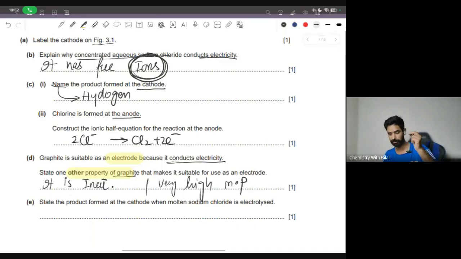If a question already says it is a good conductor, it is inert, and asks for another reason why it is used as an electrode, then you should mention this third one. But in the second reason, always give priority to inertness. It has a very high melting point, and that is why we use it as an electrode, because it doesn't melt even at high temperature, since it is giant covalent. State the product formed at cathode when molten.